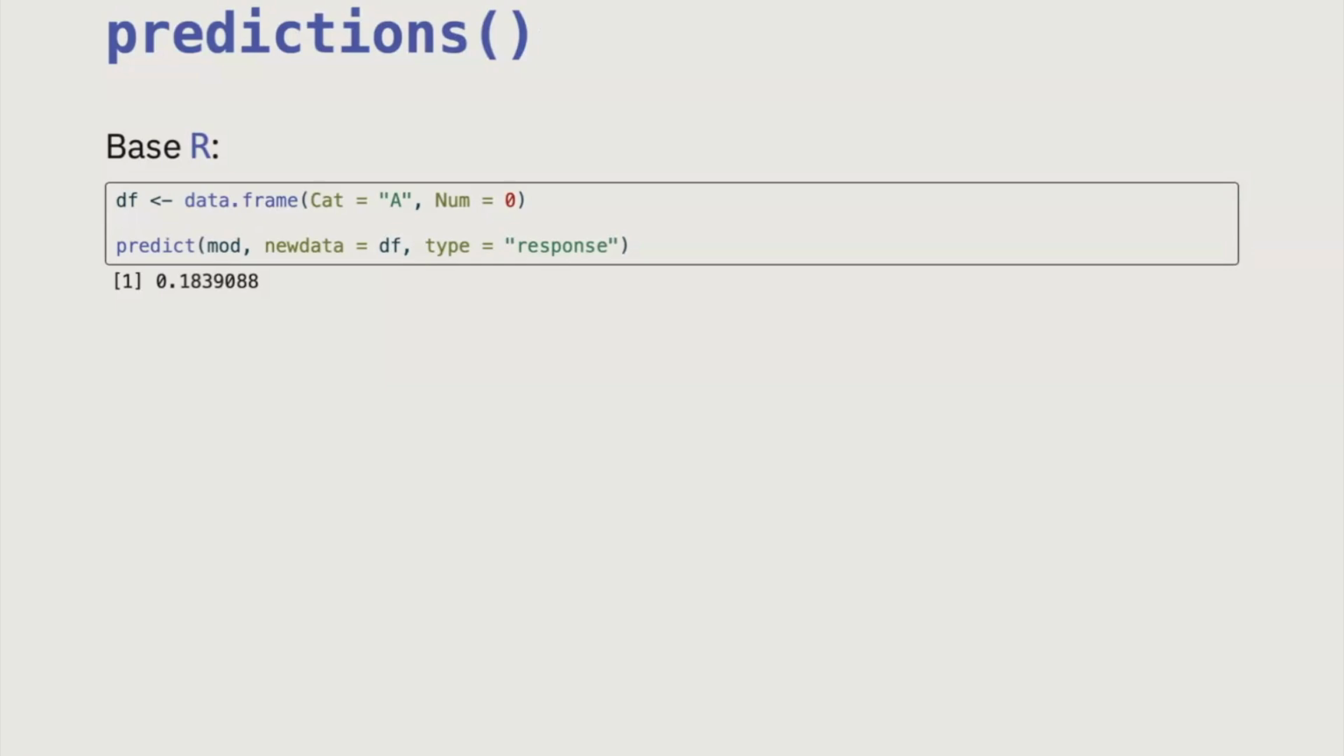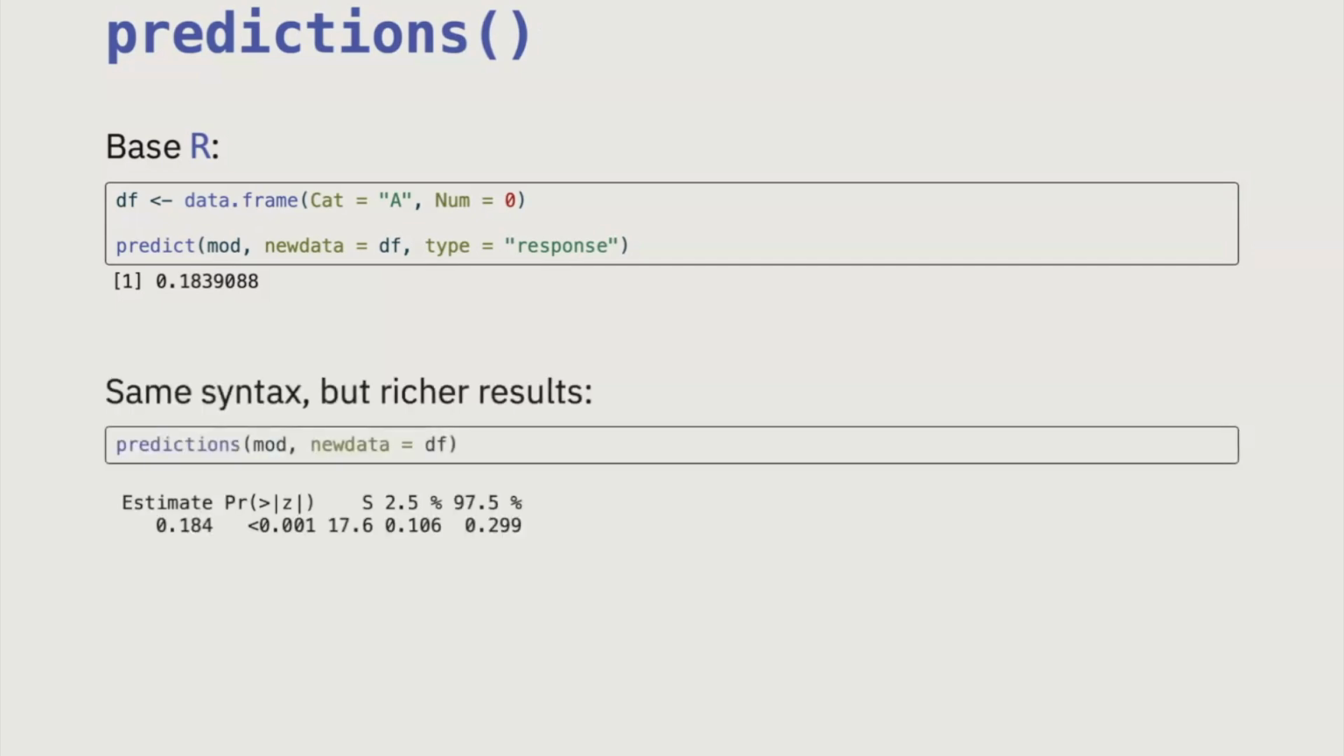And then using the type argument, you would specify what scale you want this on. So in GLM models, typically you have the response scale and the link scale. Here I'm picking the response scale, which is in the logit model just a probability. So this is base R syntax. It's been there for years. Nothing's changed here. What is new is this predictions function, and it has the exact same syntax plus some other arguments that we'll see later. But it gives you much richer results.